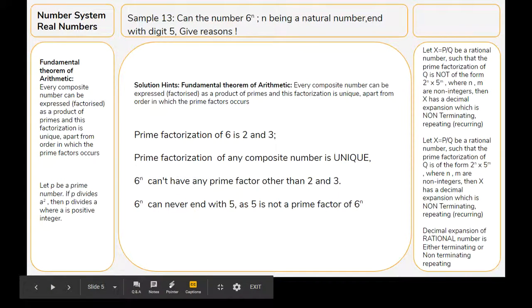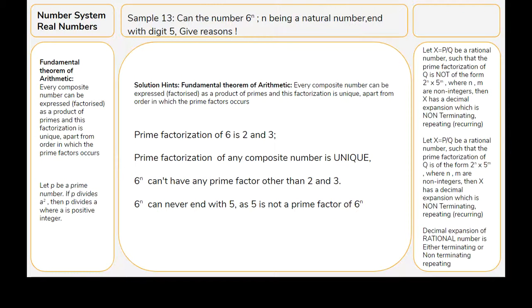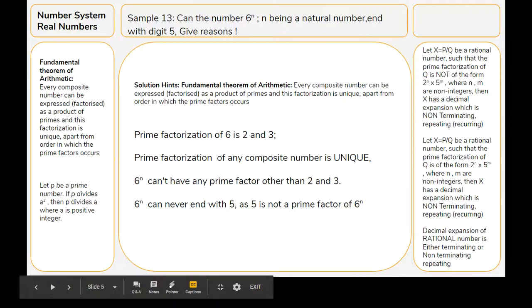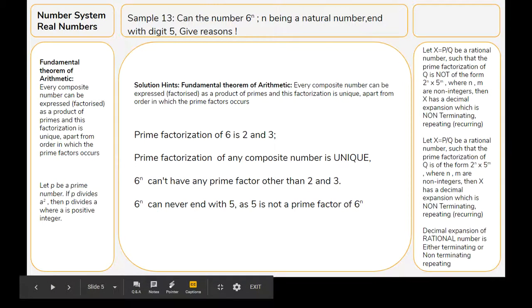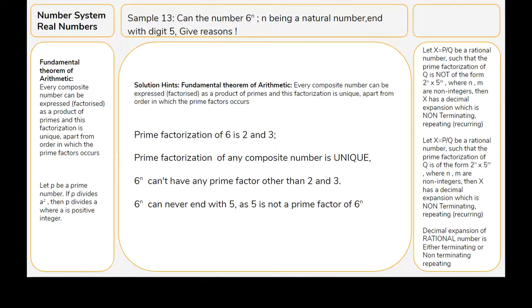Sample 13. Can the number 6 power n, n being a natural number, end with digit 5? Give reasons. Solution hints. Fundamental theorem of arithmetic. Prime factorization of 6 power n are 2 and 3. Prime factorization of any composite number is unique. 6 power n can't have any prime factor other than 2 and 3. 6 power n can never end with 5, as 5 is not a prime factor of 6 power n.